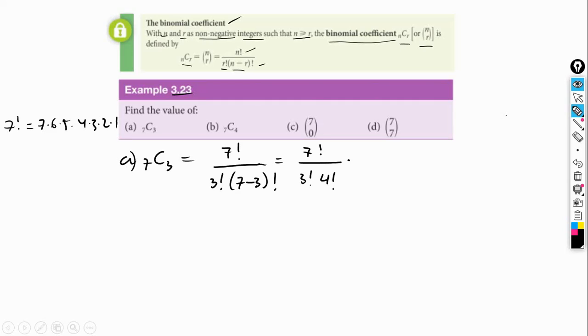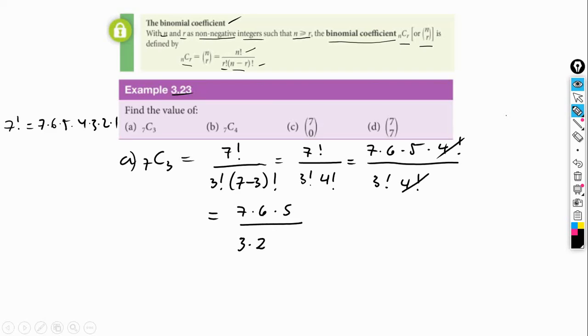So if we don't have a calculator, we can simplify this by going 7 times 6 times 5 times 4 factorial. And then we have 3 factorial times 4 factorial. So notice that we can cancel out 4 factorial, we still have 7 times 6 times 5. And then 3 factorial is 3 times 2 times 1. So notice that we would cancel the 6 out with this too, right? So that means that finally we're going to get the answer, which is 35.